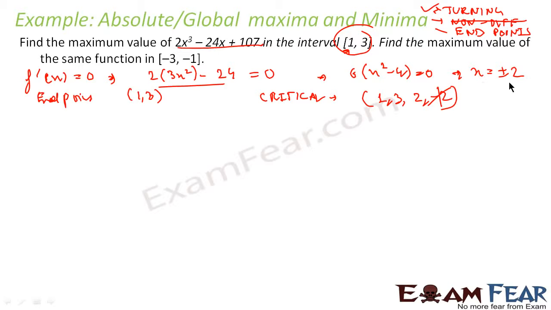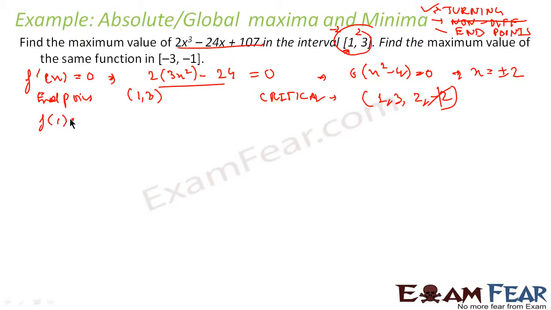Please note here, this is a little critical part. X was minus 2 and plus 2. We took 2 because 2 comes here and minus 2 comes somewhere here. Minus 2 is not in this range, so I will not take minus 2. Correct? So this is my critical point set 1, 3 and 2. So I'll find the value of f of 1.